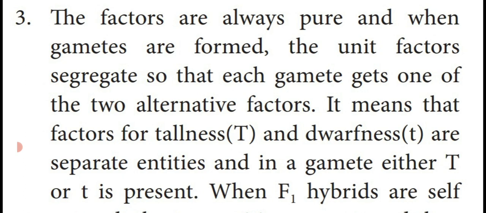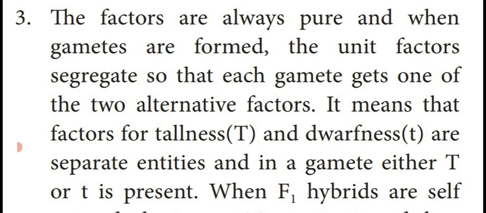The unit factors, that is alleles, segregate so that the gamete gets one of the two alternative forms. So the gametes possess two alternative forms, what are they? Capital T and small t, isn't it? These are the two different contrasting characters expressed from each parent. So these characters are expressed in the gametes of the next generation with the two alternative factors.